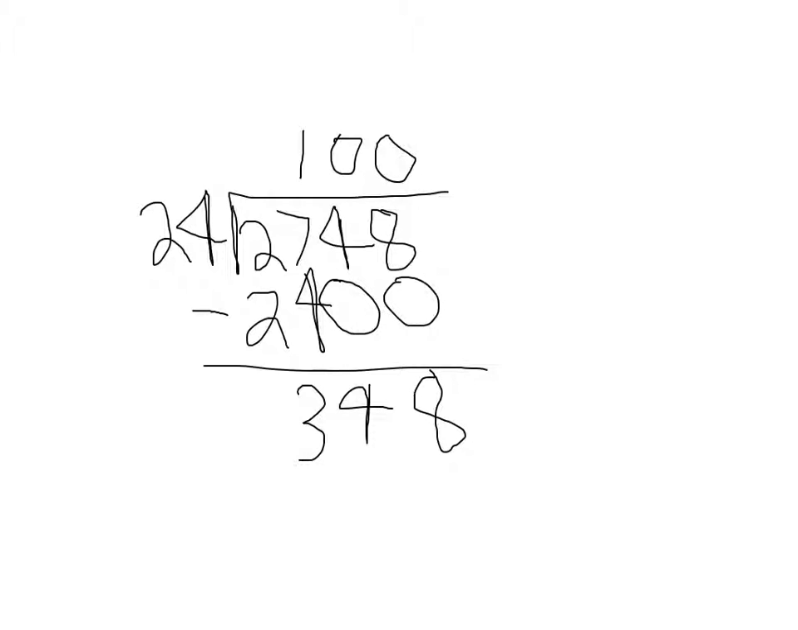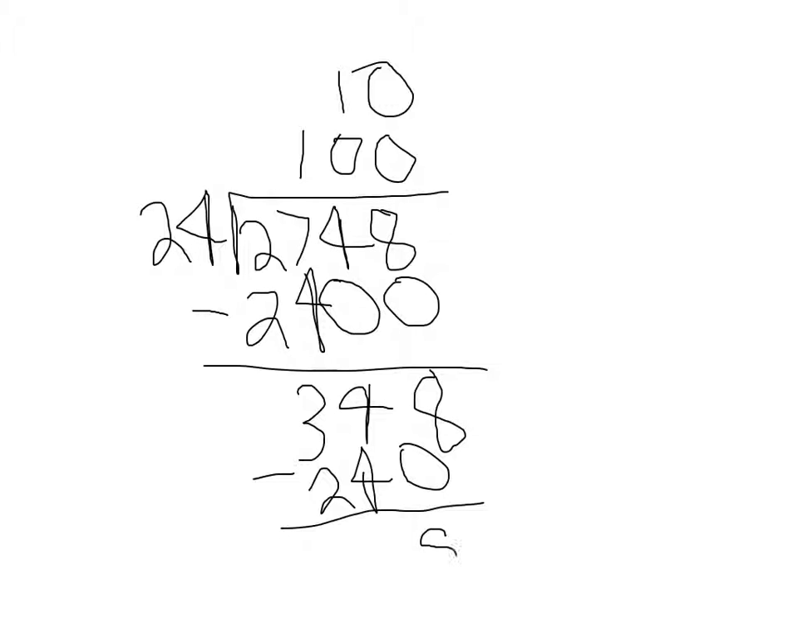Okay, so how many times does 24 go into 300? Well, we could try another friendly number, like 24 times 10 is 240. So let's put the 10 over the tens place and 240 down here. And we'll subtract. 8 minus 0 is 8. 4 minus 4 is 0. And 3 minus 2 is 1.